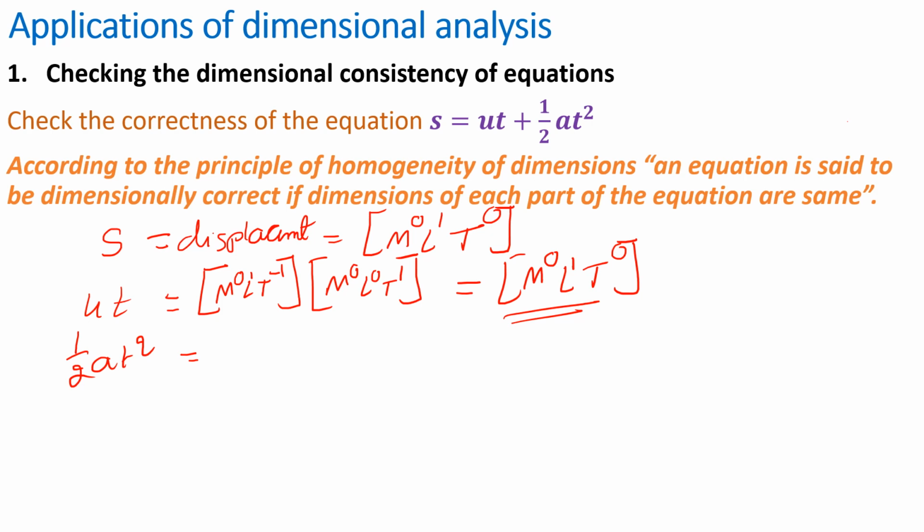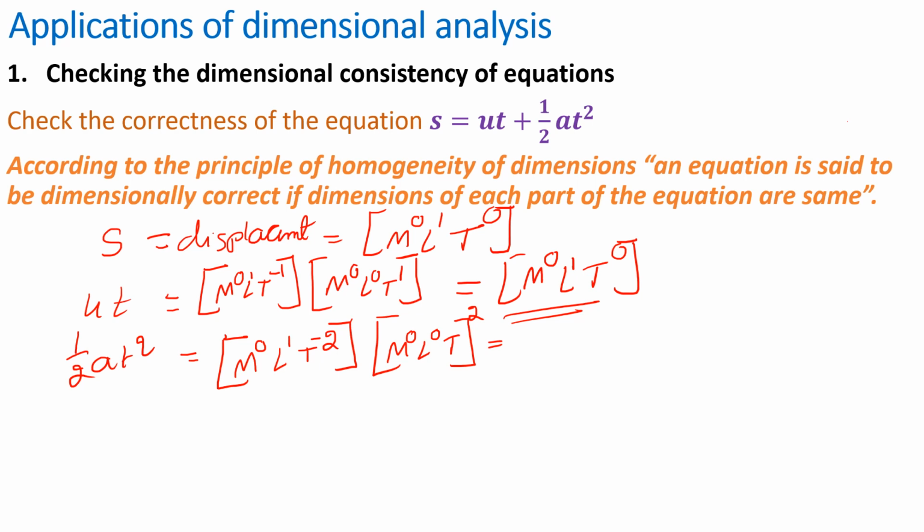And half a t square. No need to write the dimension of half. You write a. A is nothing but acceleration, that is, its dimension is m0, L1, t minus 2. That is the dimensional formula of acceleration into t square. What is t square? It is m0, L0, t, so t can be written as time whole square.